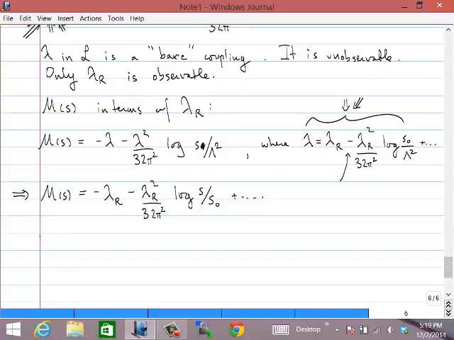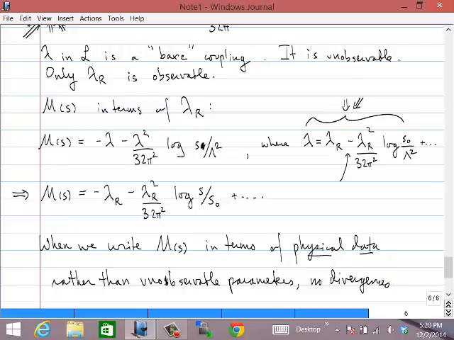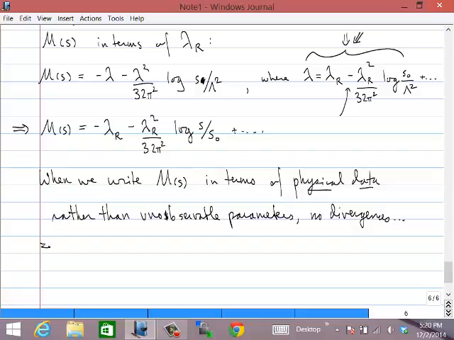So the important point is that when we write the 4-point function in terms of physical data, rather than parameters in the Lagrangian, which are unobservable parameters, no divergences appear. And this is a general phenomenon.